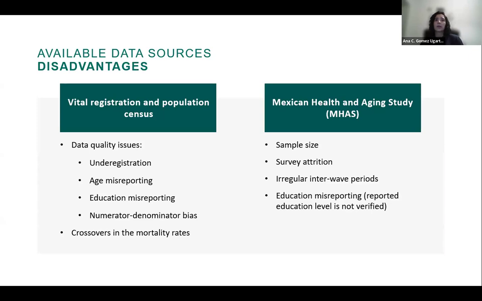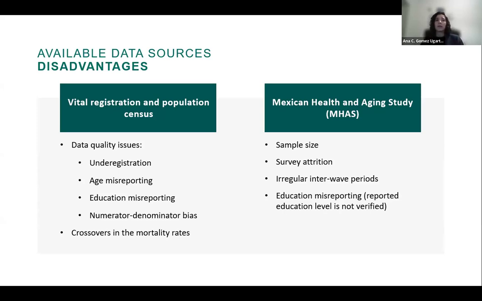For the Mexican Health and Aging Study, the disadvantage is the sample size. It's a survey, so we have a limited sample size. We have survey attrition, so we lose participants over time. This has also been shown to be related to our variables of interest: it's related to sex, to age, and to education. So we need to correct for these variables to have an appropriate mortality estimate.